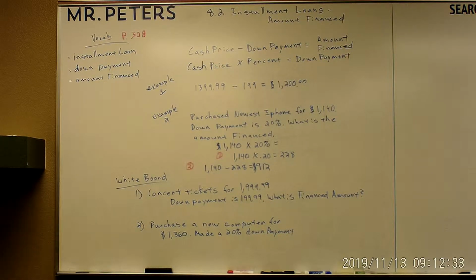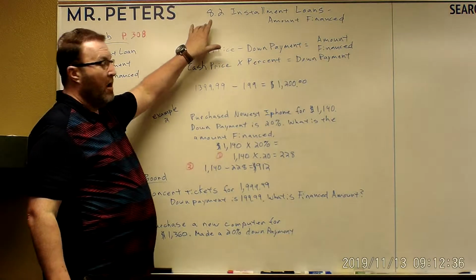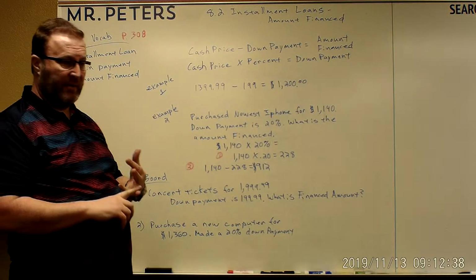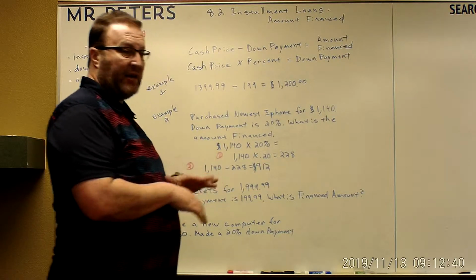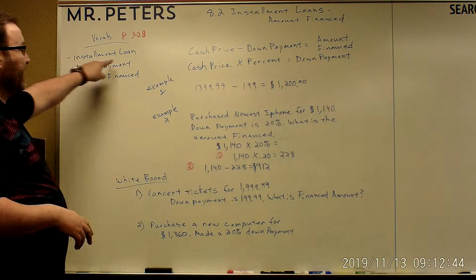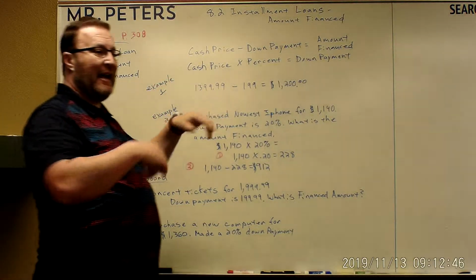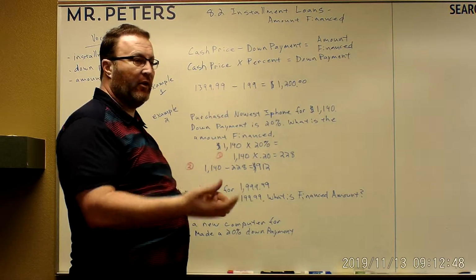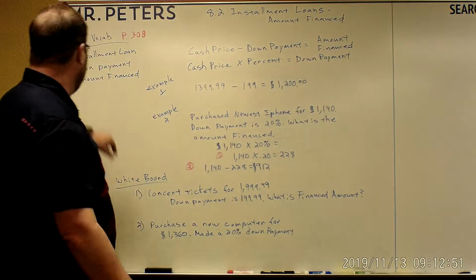Installment loans, amount financed. When we went to 8.1, it was principal times interest times time. So exact and ordinary interest, the only difference was in days. So an installment loan, this is like a car loan. So it's not a day situation, it's a year's situation, typically.